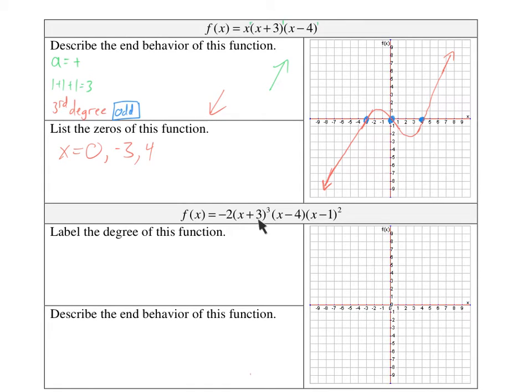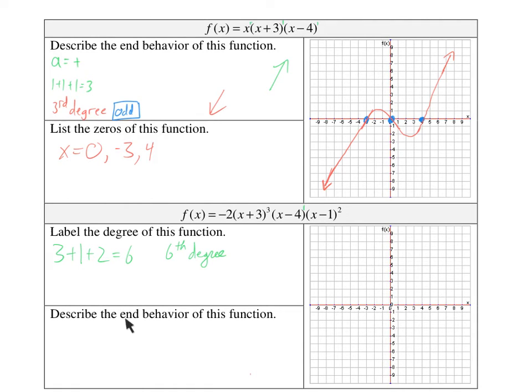Alrighty, here's our next one. A little bit more stuff going on. Let's find our degree. So this one wants the degree. Our degree is you add up the powers. So let's put a 1 right here. What's 3 plus 1 plus 2? 3 plus 1 plus 2 is 6. So this is a 6th degree polynomial. We've got a 6th degree polynomial.